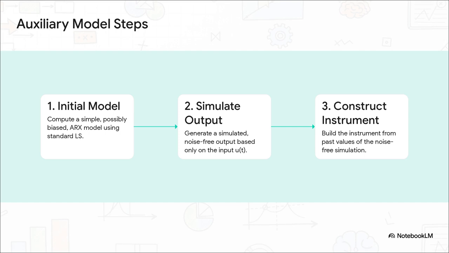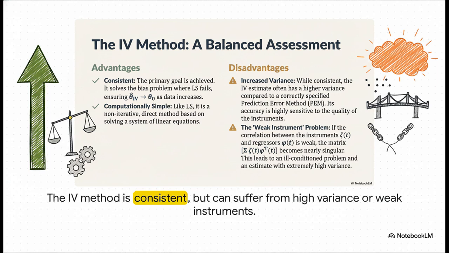It's really slick. But hey, we have to be honest about the trade-offs here. No tool is perfect. The main advantage of the IV method is huge. It's consistent. It solves that bias problem that plagued least squares. It's also pretty simple, computationally. But on the downside, the estimate can have a higher variance, which means it might be a bit more spread out around the true value.